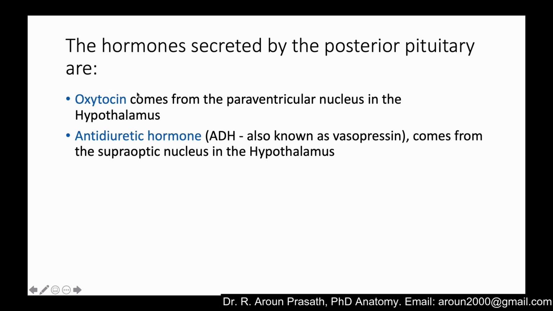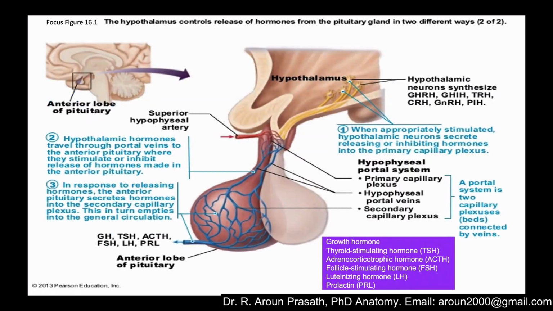Okay, oxytocin, which is produced in the paraventricular nucleus of the hypothalamus, is released during labor. At the 9th month, the posterior pituitary releases oxytocin that starts the uterine contraction, and the mother gets labor pain. If the oxytocin is not released on the exact date, then we go for manual induction of pregnancy by injecting artificial oxytocin. Then the antidiuretic hormone, also called vasopressin, comes from the supraoptic nucleus of the hypothalamus and acts on the kidney for urine control.